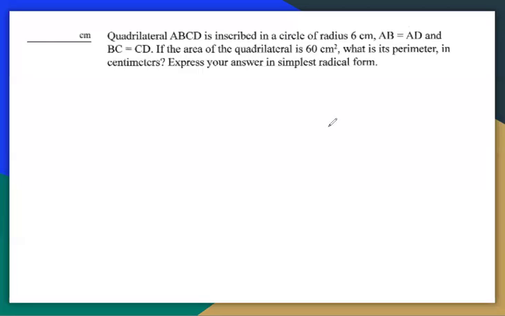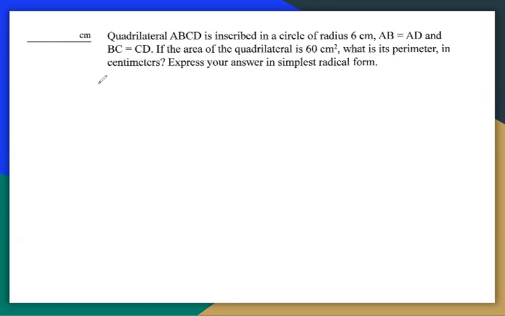Okay, this is another MATHCOUNTS national problem. This was number 8 on the team test. We have a quadrilateral ABCD inscribed in a circle with radius 6. AB and AD are equal, BC and BD are equal. We want to find the perimeter of the quadrilateral when we have the area.